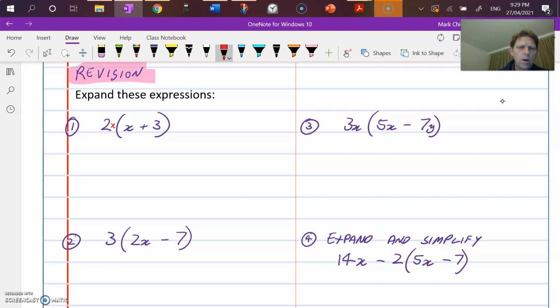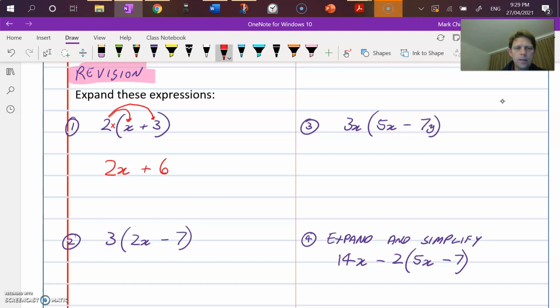So I need 2 multiplied by x, and then I also need 2 multiplied by 3. So I need to multiply both things in the brackets by the number that's out the front, because it's not just x that's being multiplied by 2, it's both things in the brackets. So 2 times x, 2 lots of x, would be 2x. 2 times 3, well, that's just 6.